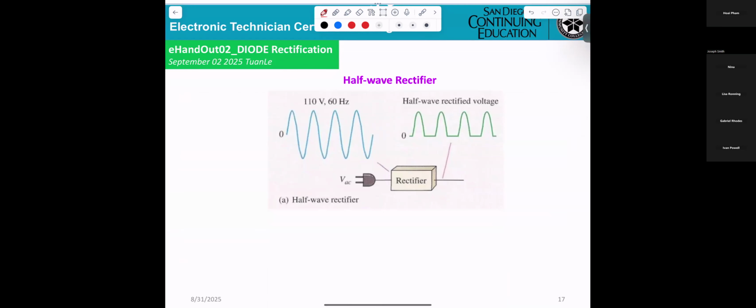Now, half-wave rectifier. That means that is the rectifier. For input, you get a sine wave.